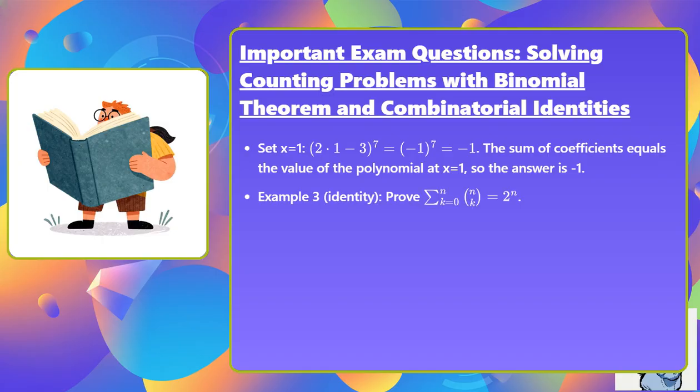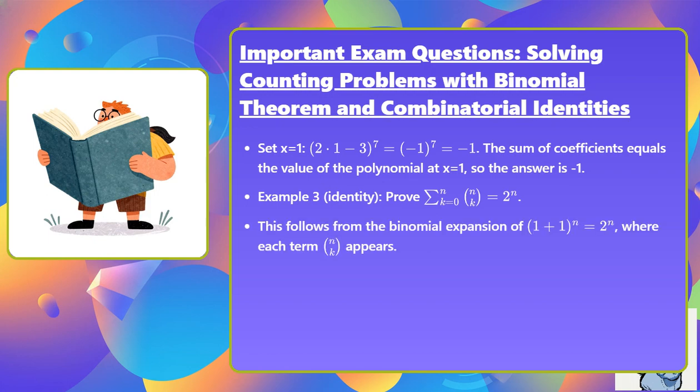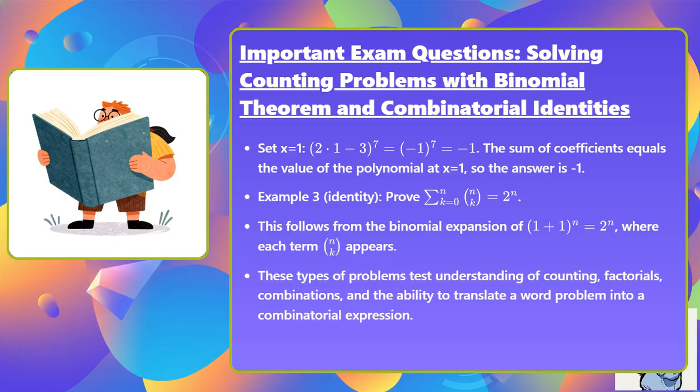Example 3, identity. Prove the sum from k equals 0 to n of n choose k equals 2 to the n. This follows from the binomial expansion of (1 + 1)^n equals 2^n, where each term n choose k appears. These types of problems test understanding of counting, factorials, combinations, and the ability to translate a word problem into a combinatorial expression.